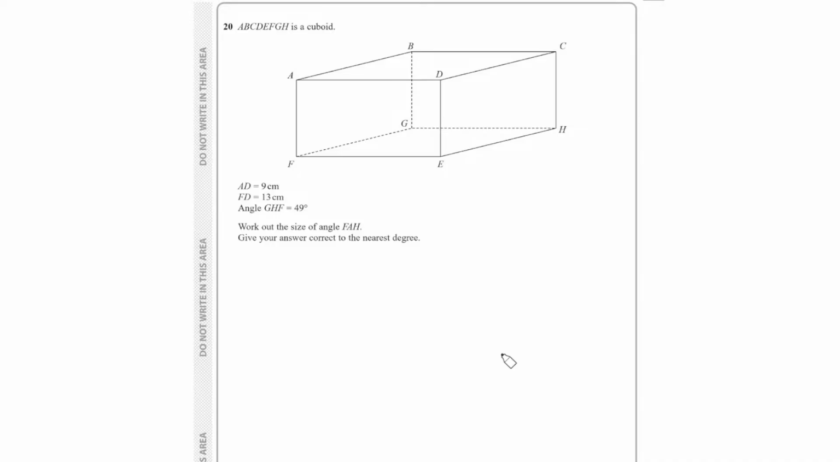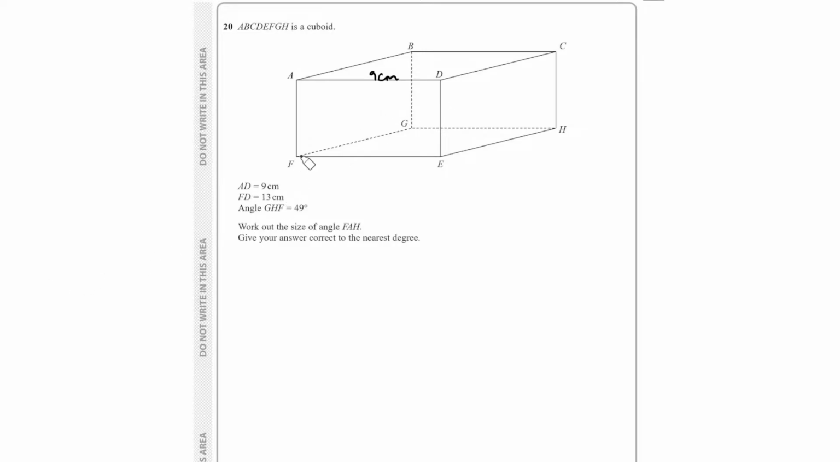Okay, question 20. Immediately looking at this, it's making me think it's probably 3D trig. So you've got a 3D shape and then there's some kind of sides and angles. So let's label it because I haven't already done that. AD, where's that? The top one is 9, which obviously means all of these other ones, FE, GH, BC, are also 9. FD is 13, so I'm going to draw that on.